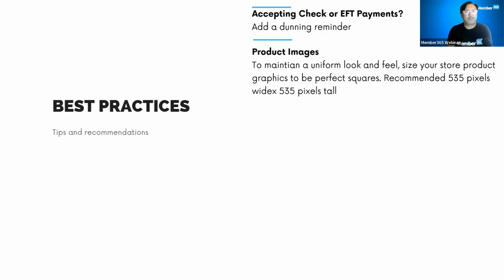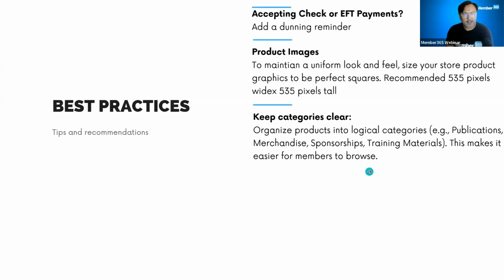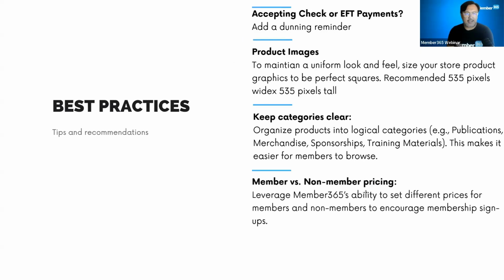The second one, product image: to make it more uniform, use a perfect square, 535 pixels wide and 535 pixels tall. Third, keep your categories clear. Organize your products into logical categories, for example publications, sponsorships, and training materials, and it'll make it easier for members to browse by category. The fourth best practice is to provide different pricing for members and non-members. That way you can encourage non-members to enroll in your various memberships.